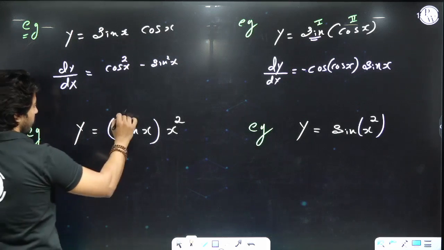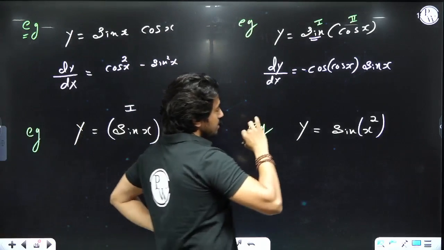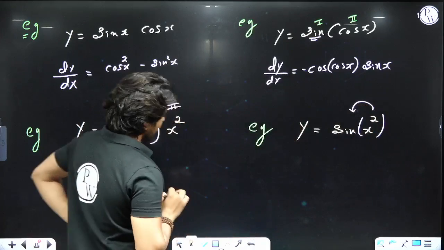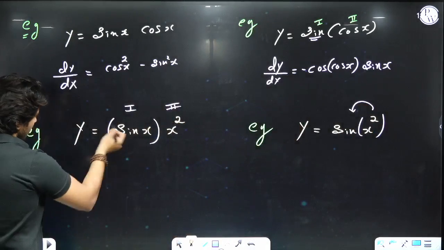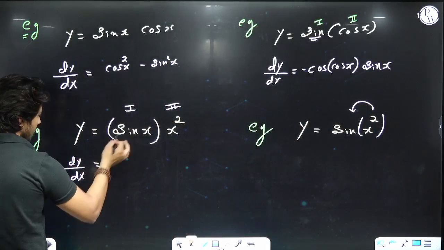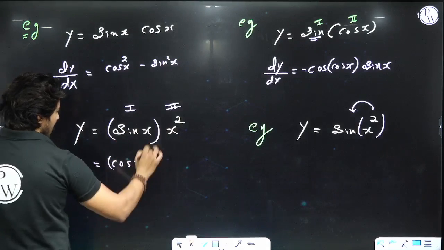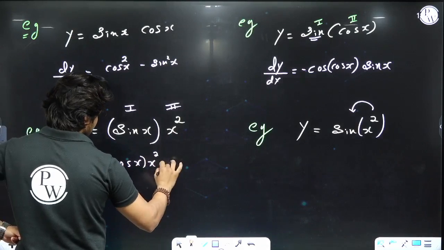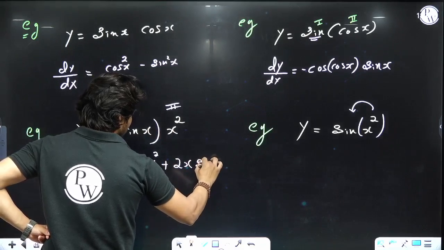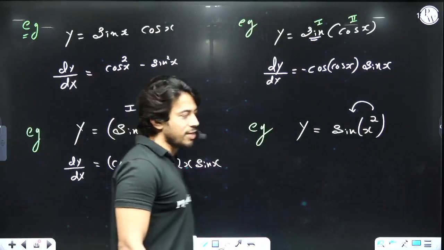Okay, fine. This is the first function. This is the second function. And this is a function within a function. Differentiate it. Dy by dx, what is it going to be? Sin x: the differentiation of sin x is cos x. X square remains as it is. The differentiation of x square is 2x. Sin x remains as it is. This is the differentiation of the function given in front of you.